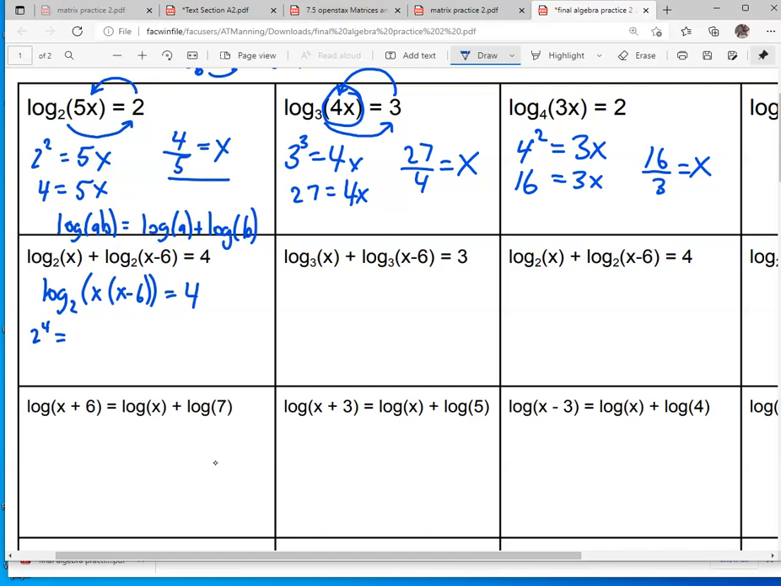equals what's inside of that multiplied out. So I'm going to go ahead and do the multiplying while I set the equal. That's x squared minus 6x. Well, 2 to the 4th is the same as 16.